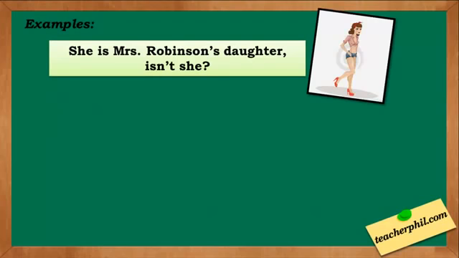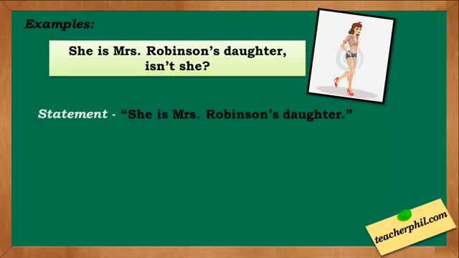Take note of the following examples. The first one, she is Mrs. Robinson's daughter, isn't she? Our statement here is, she is Mrs. Robinson's daughter. Our tag is, isn't she? If you noticed, the statement used the auxiliary verb is. That's why we also used is in our tag. Our statement is in the positive form. Therefore, we need to make a negative tag.